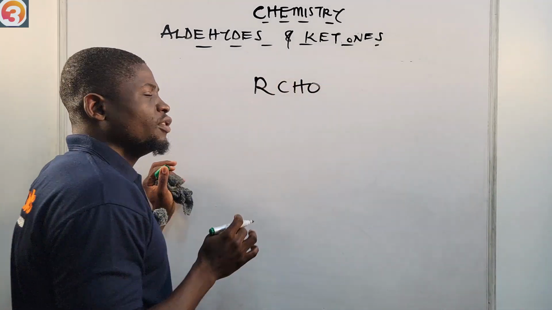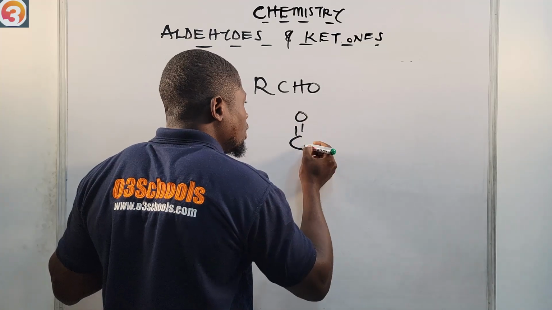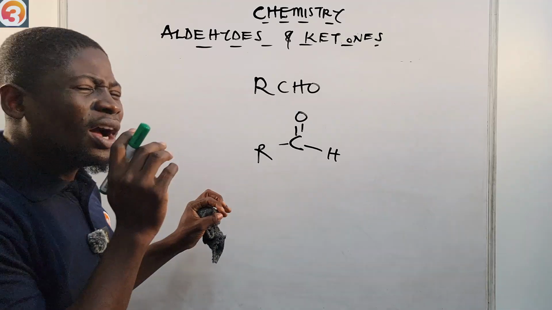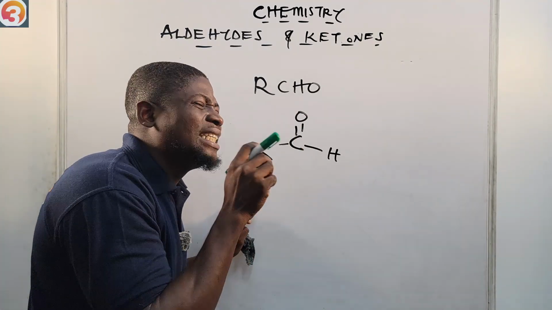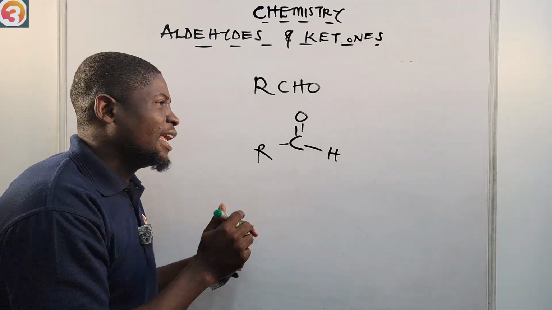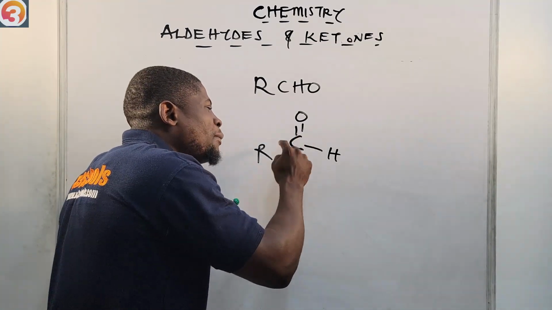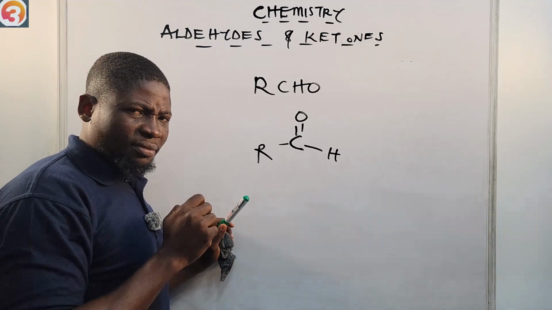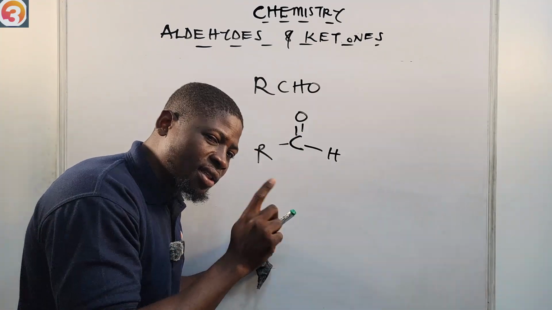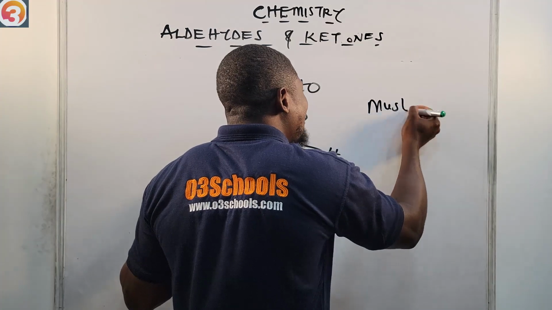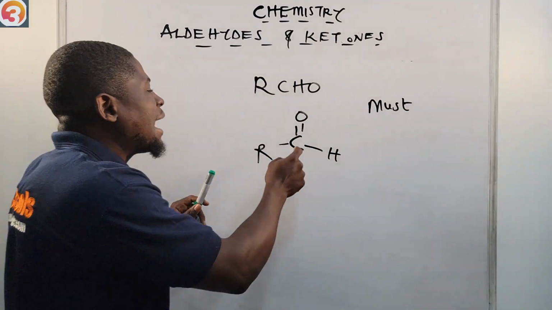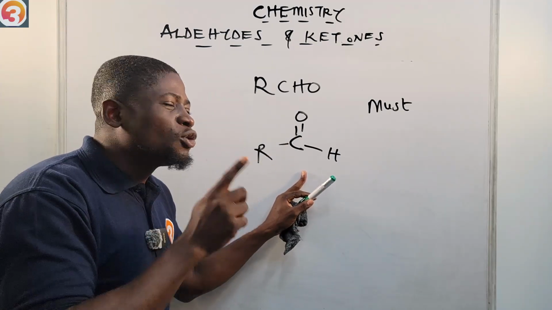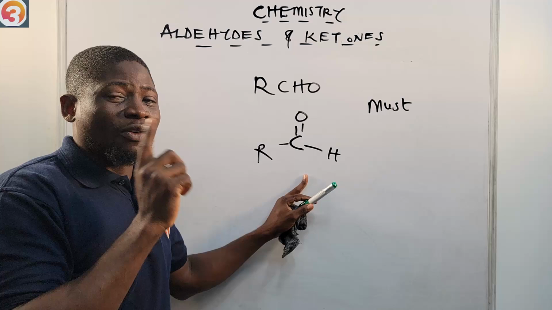And how do we draw the structure of this? That is C double bonded to O, then you have your H, then here you have your R. This means that for a compound to be an aldehyde or an alkanal, the carbonyl carbon must be directly bonded to at least one hydrogen atom. You must take note of that.